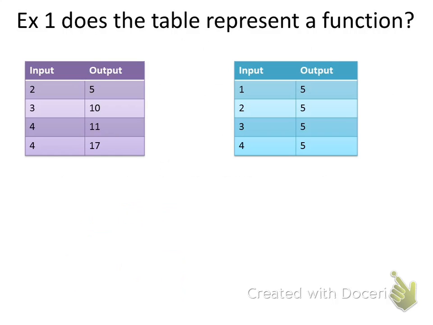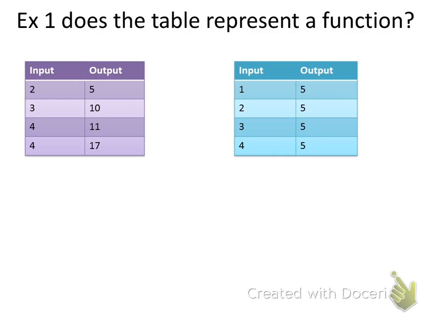So remember, you want to find out for every input, is there only one output? That means for the input of this number, what is the output? Is that the only number that it can produce? All right, so let's find that out.